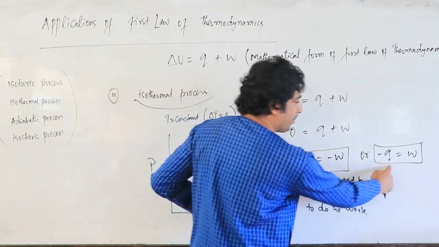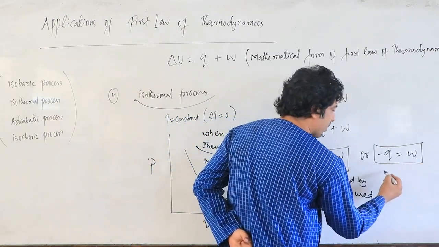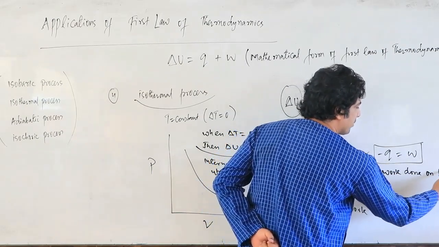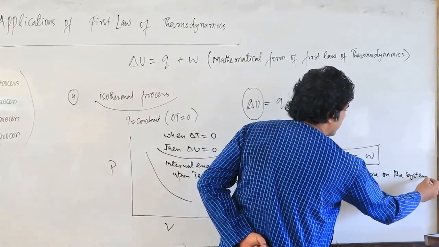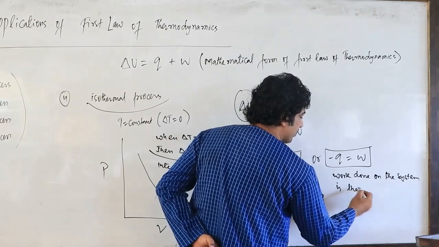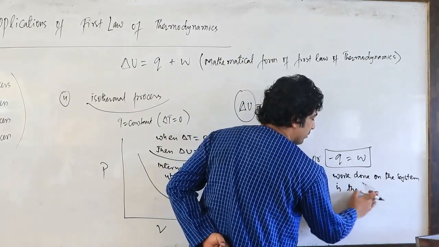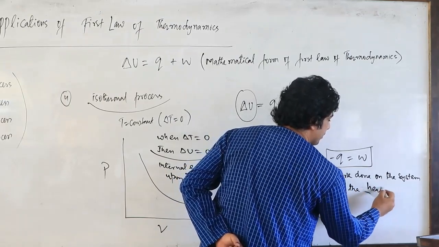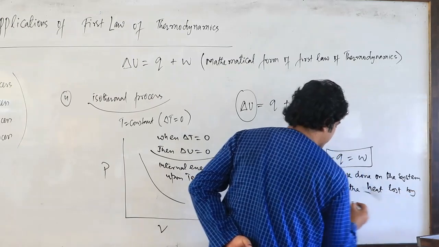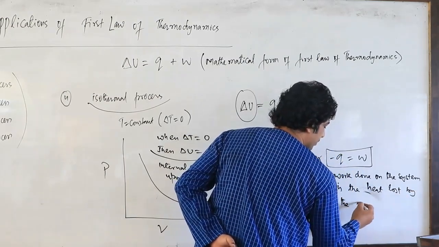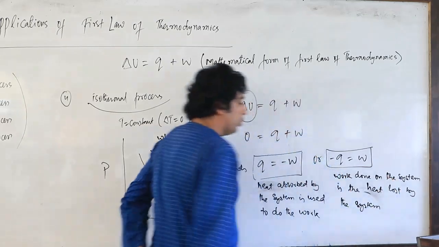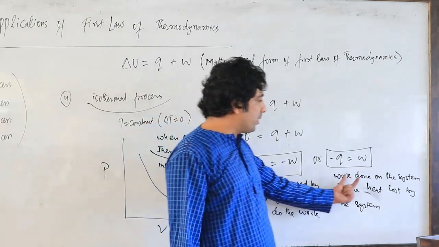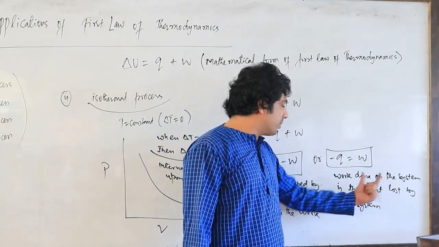Yes or no? And here, try to understand. Work done on the system is the heat lost by the system. So look here once again, my dear friends. Heat absorbed by the system is used to do the work. And here work done on the system is the heat lost by the system.